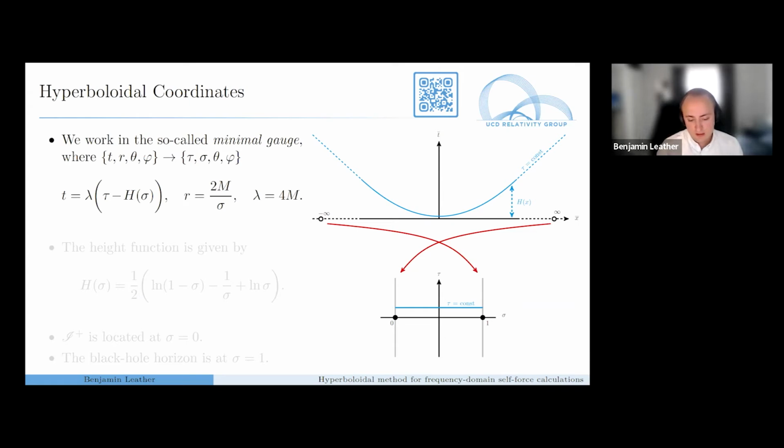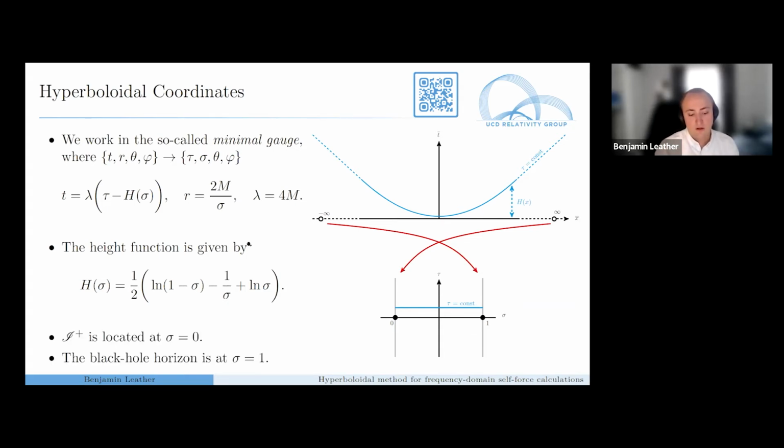Here we follow the work in the so-called minimal gauge. So the transformation between the original Schwarzschild coordinates and the hyperboloidal coordinates reads like this. And this h, this height function, is given by the following expression in terms of sigma. Along tau equals constant, so constant hyperboloidal time slices, scri plus is now going to be at sigma equals 0, and the black hole horizon is going to be sigma equals 1.